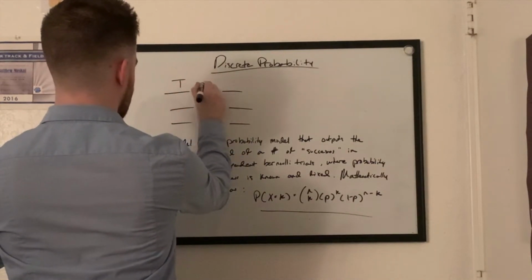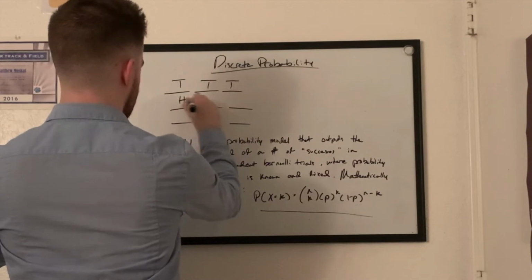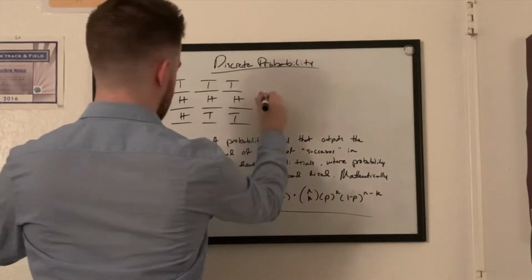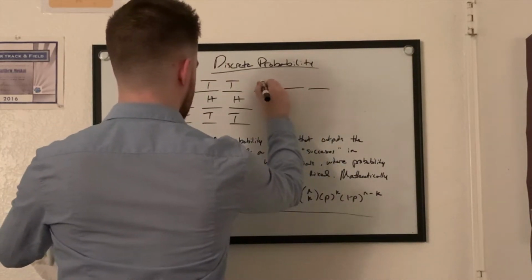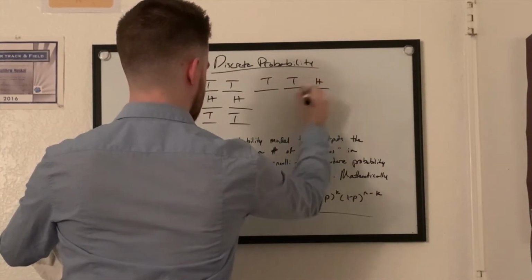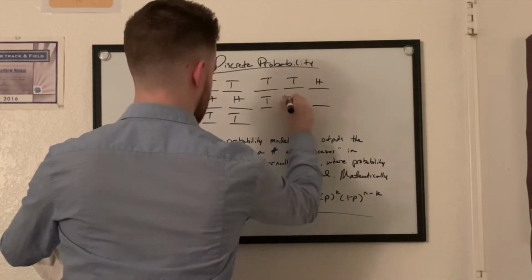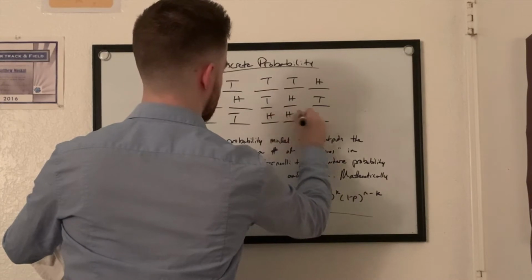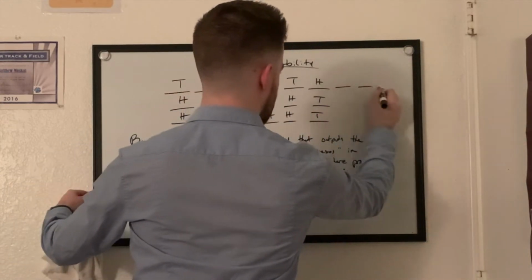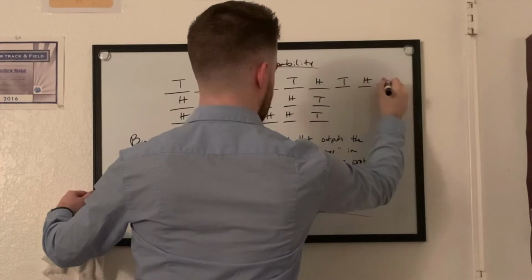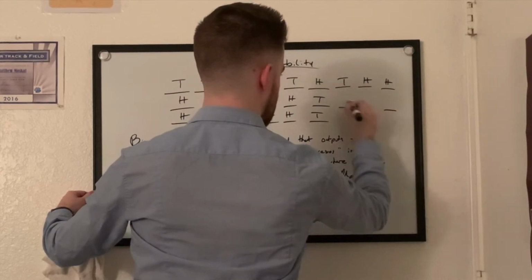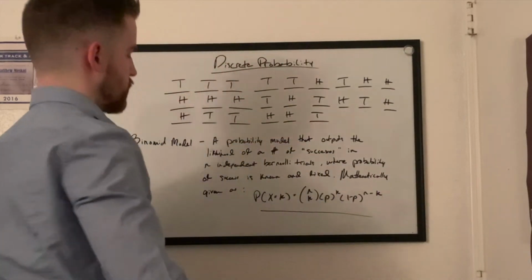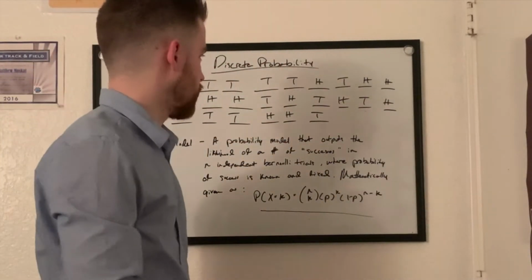we can get tails, tails, tails, heads, heads, heads. We can get heads, tails, tails. We can get tails, tails, heads. We can get tails, heads, tails. We can get heads, heads, tails. We can get tails, heads, heads. And we can get heads, tails, heads. And I believe that's all the possible ways.